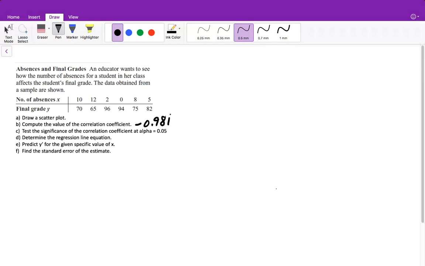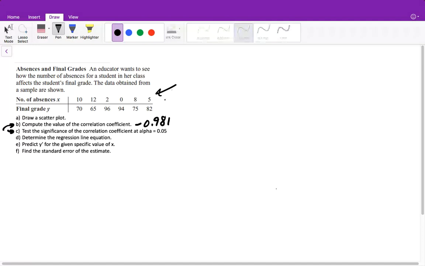All right, so now we have to do C. All right, so now we're testing the significance of that correlation. So we're saying, because this is just a sample, we picked just 6 kids randomly, and maybe these 6 kids happen to have a correlation, but maybe in actuality, there's no correlation between the number of absences that you have and your final grade.